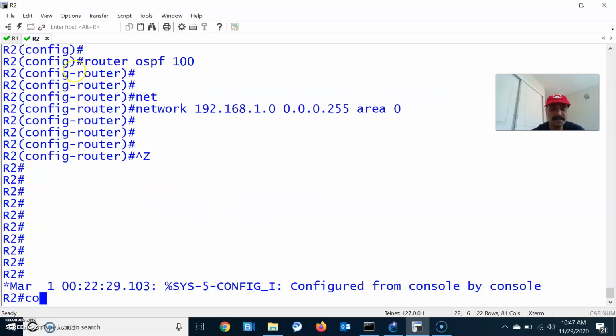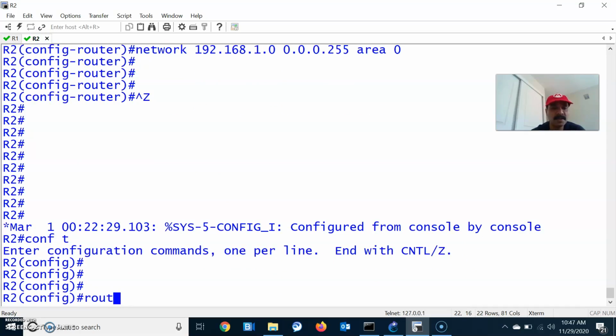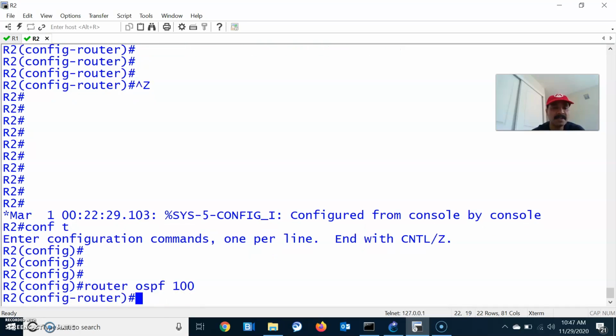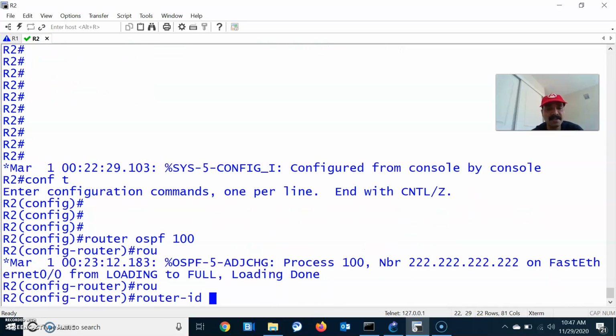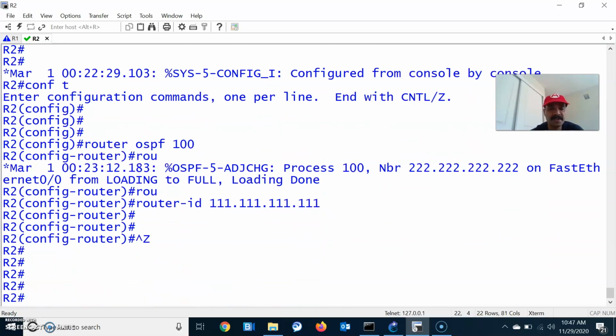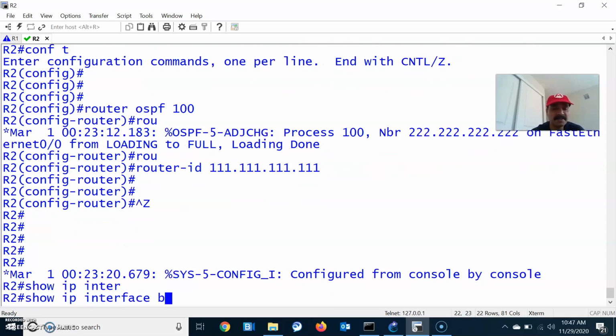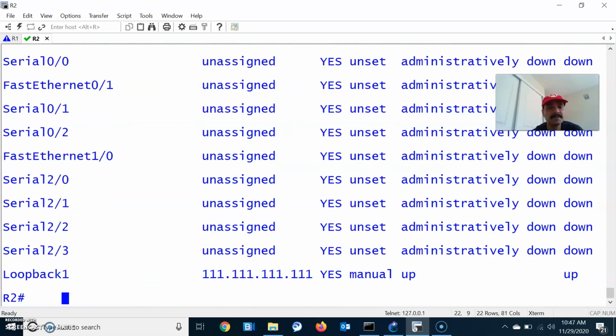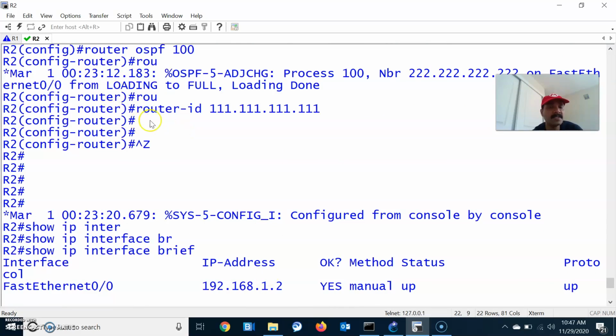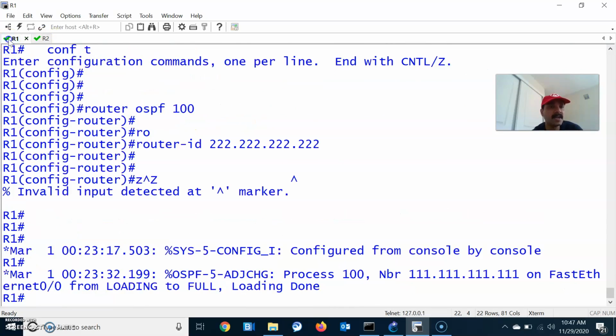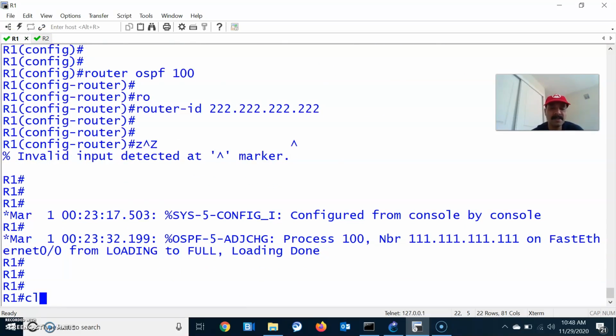Similarly, go to R2, go to the configuration mode, router OSPF 100. Then I have to specify the router ID. So here I configure 111.111.111.111. So this is the router ID I specified, right? That is show IP interface brief. So this is the loopback interface I defined. So that loopback interface I have to specify as a router ID, right? So after that, what I have to do? I have to do a clear IP OSPF process.